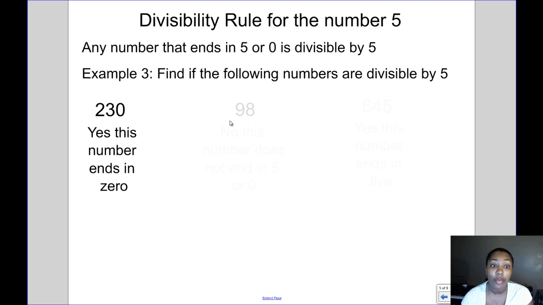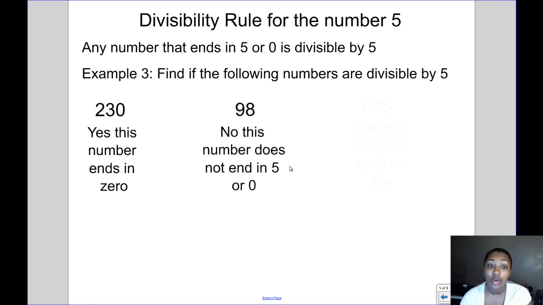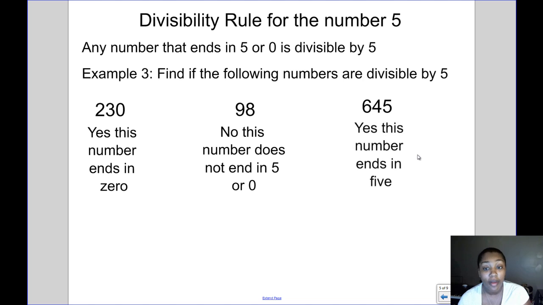Our next number is 98. It doesn't end in 5 or 0, so the answer would be no. This number does not end in 5 or 0, so it is not divisible by 5. That means 5 can't go into it evenly without a remainder. And then we have 645. It ends in the number 5, so that means yes, this number is divisible by 5. 5 can go into 645 evenly without a remainder.